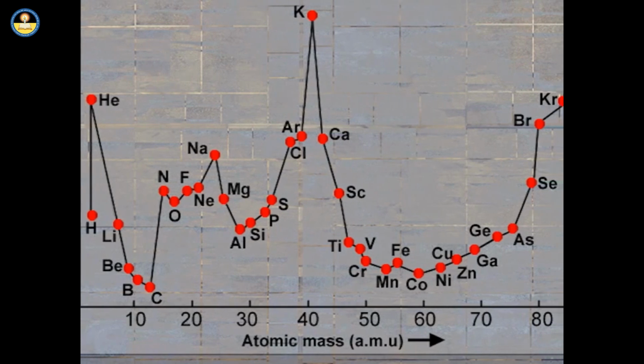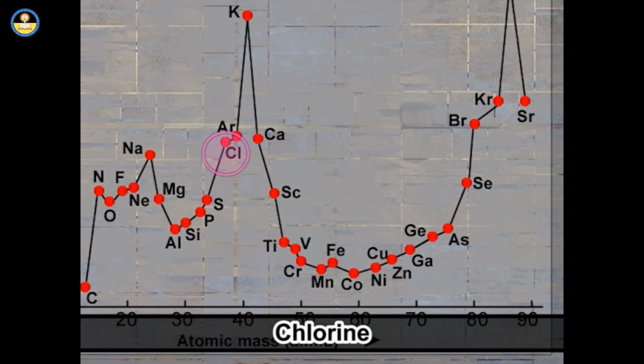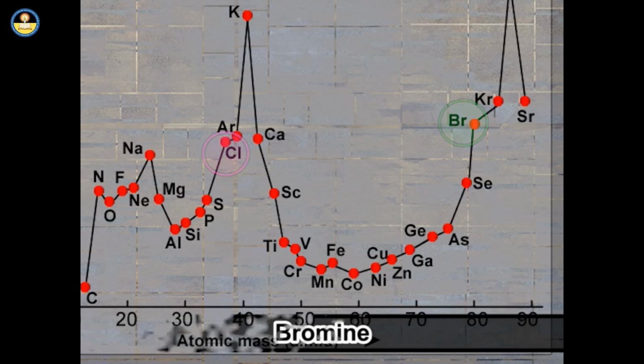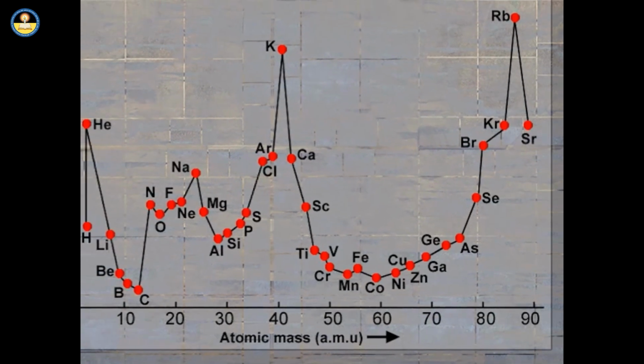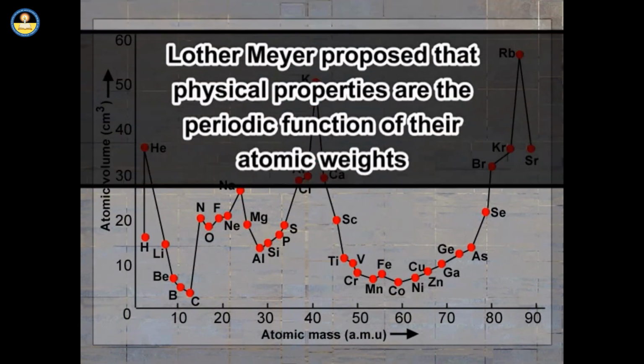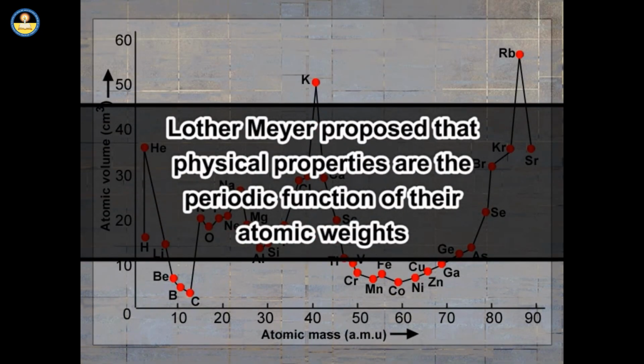The electronegative elements like chlorine and bromine occupy the ascending position on the curve. On the basis of this observation, Lothar Meyer proposed that physical properties are a periodic function of their atomic weights.